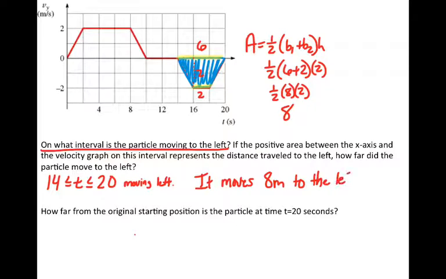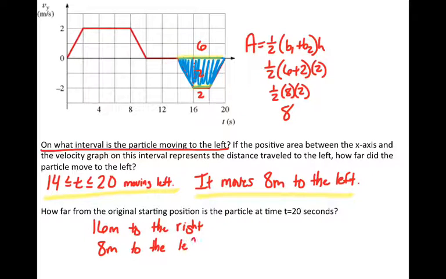And then the last part, and you get points for each one of those answers too. The last part says, how far from the original starting position is the particle? Well, it moved 16 meters to the right, stopped, and then it moved 8 meters to the left. So that means it's really just 8 meters to the right.